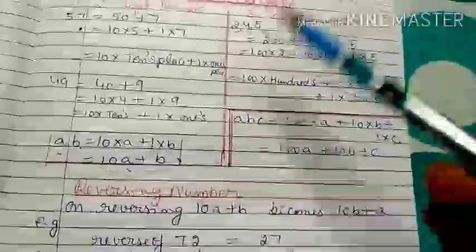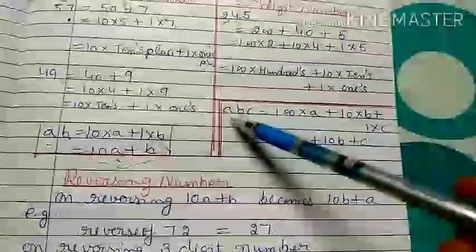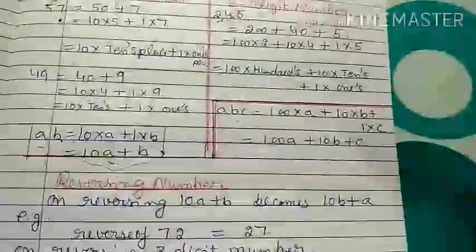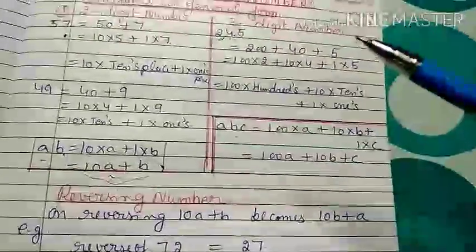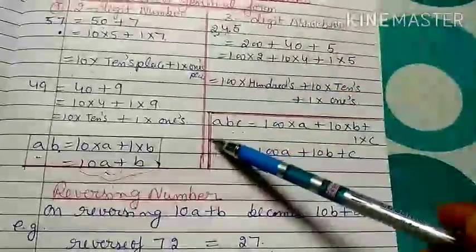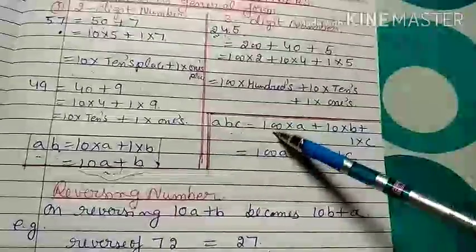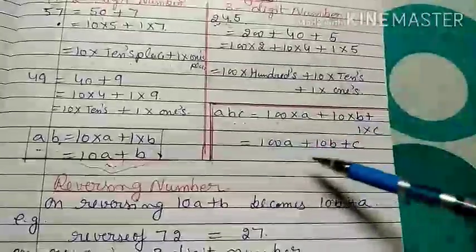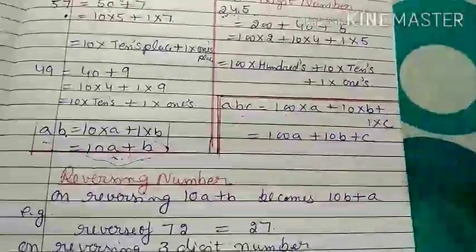If in place of the digits we have variables like A, B, C, it means the digits are missing in place of A, B, C. So first I arrange A into 100 plus B into 10 plus C into 1, so that becomes 100A plus 10B plus C.